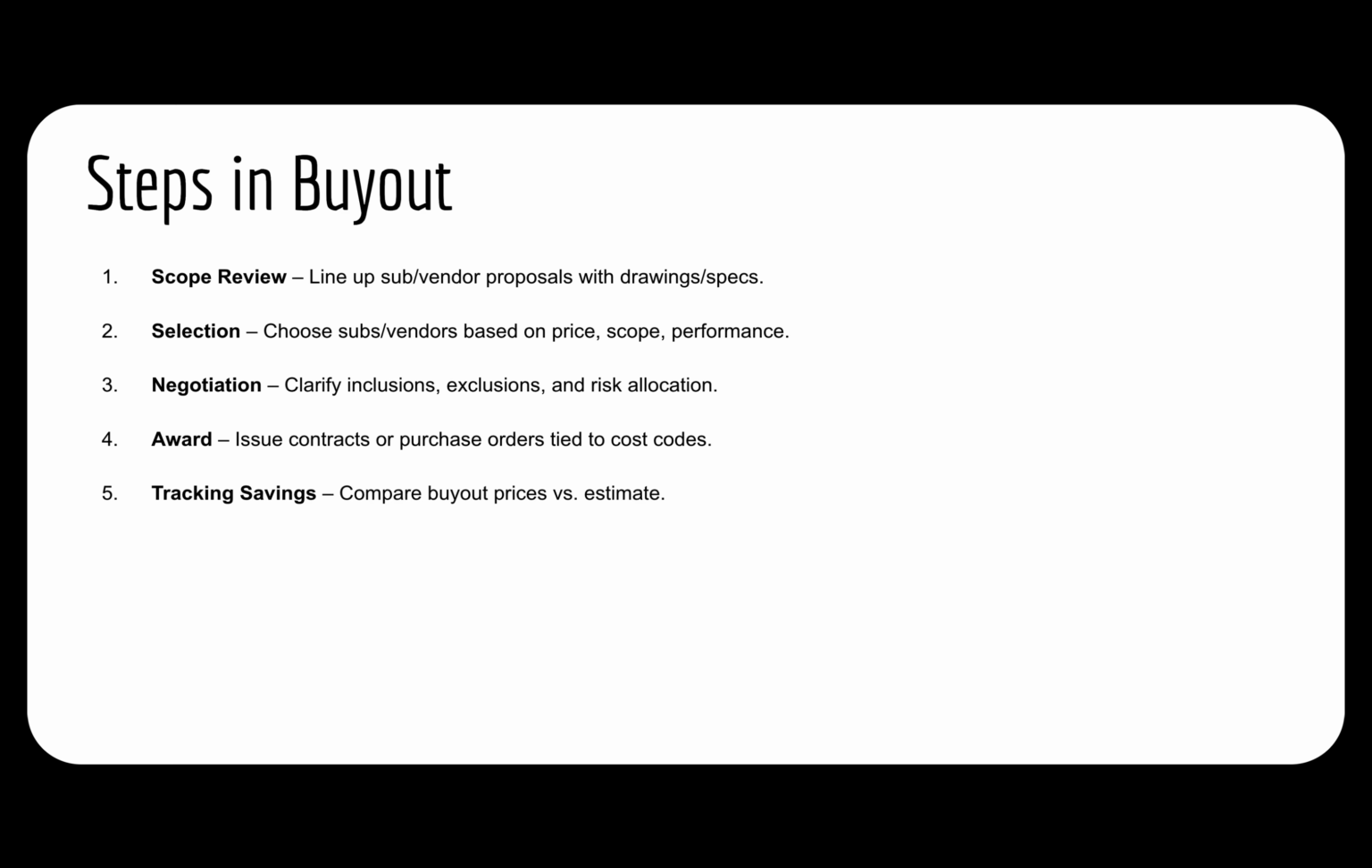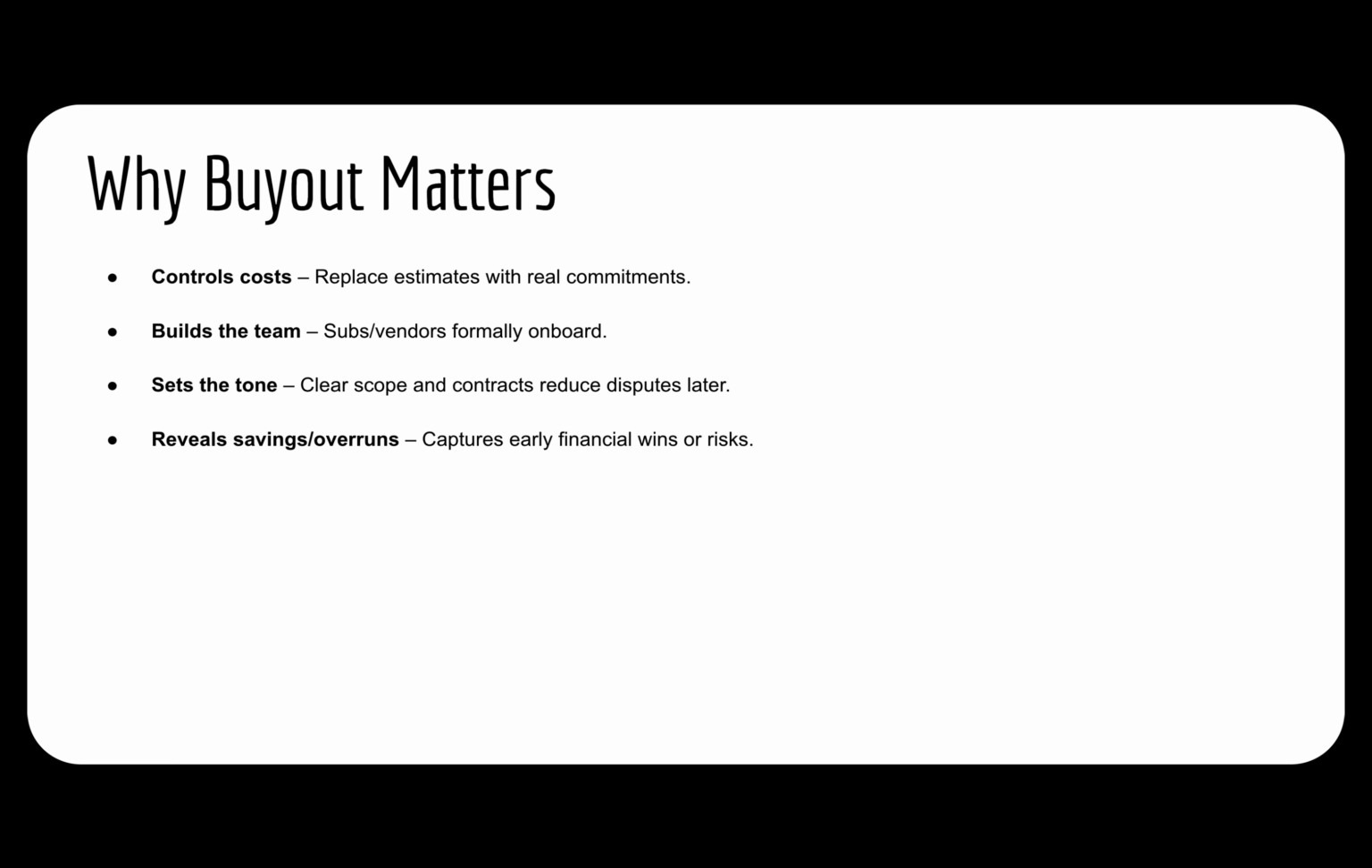Award. Issue the subcontracts or purchase orders tied directly to cost codes so tracking is clean. Track savings. Compare awarded numbers to the estimate. This is how you know whether you've created savings or uncovered overruns. Why does buyout matter so much?